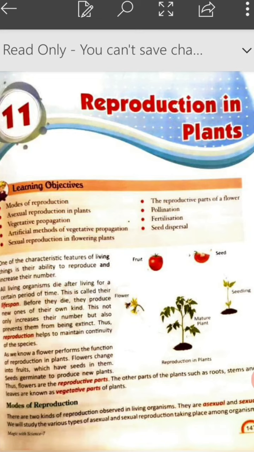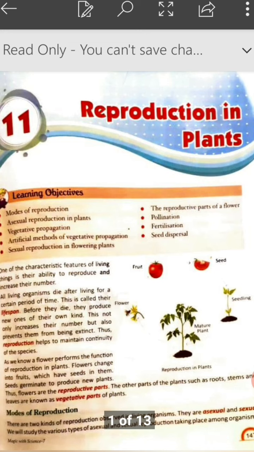So friends, as you know, in the previous video we completed our chapter which is water, a precious resource. So now we come to our next chapter which is reproduction in plants. So what is reproduction? Reproduction means reproduce, and what is reproduce? Reproduce means increasing their number one by one. So in this chapter we will learn about how plants germinate, how seeds germinate, what are the parts of a plant and flower and many more.